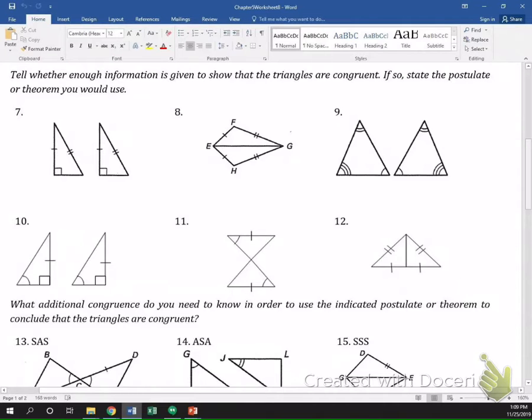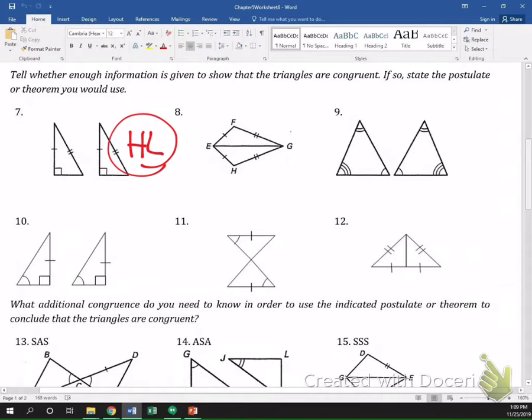ASS is not one of them. But they're right angles. When they're right angles, you can also check that 2 of the legs are the same and the hypotenuse from one matches with the hypotenuse from the other. Does that happen here? So this is a yes because of HL. HL is kind of the oddball. You want to check for HL when you see right angles. What does HL stand for? Hypotenuse, leg.